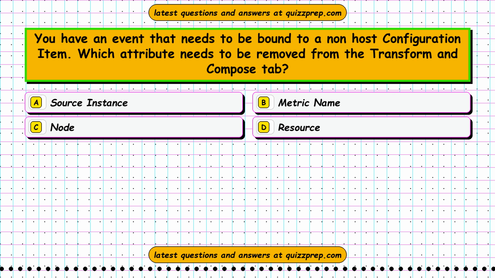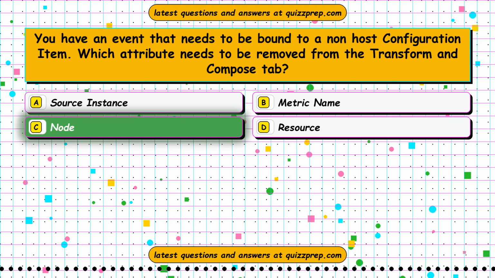Question 46. You have an event that needs to be bound to a non-host configuration item. Which attribute needs to be removed from the Transform and Compose tab? Option A. Source instance. Option B. Metric name. Option C. Node. Option D. Resource.